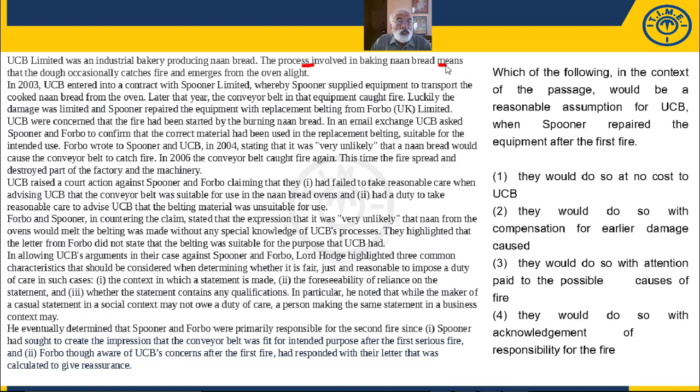Later that year, the conveyor belt in that equipment caught fire. Luckily, the damage was limited and Spooner repaired the equipment with replacement belting from Forbo UK Limited. So what was damaged in the equipment was obviously the conveyor belt, and the conveyor belt was replaced by Spooner with belting purchased from Forbo. UCB were concerned, now this is important, UCB were concerned that the fire had been started by the burning naan bread.